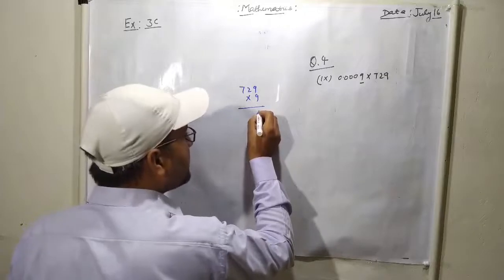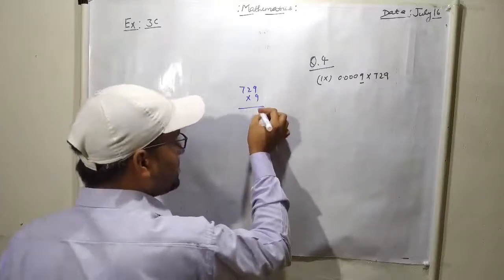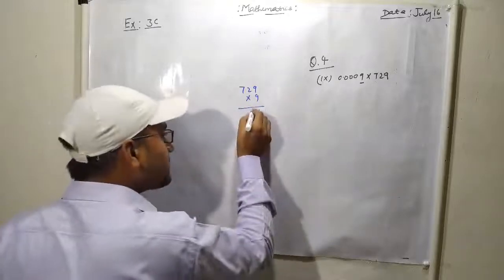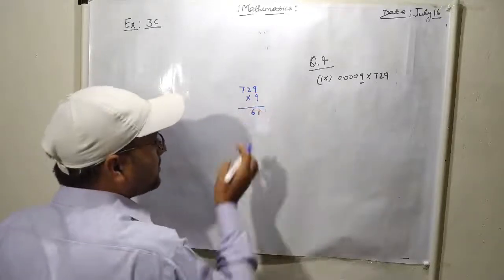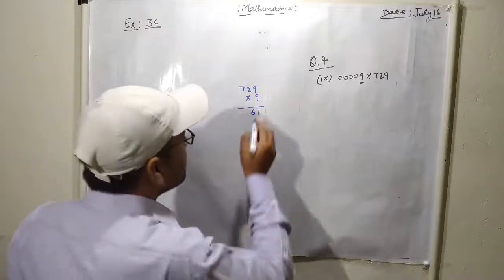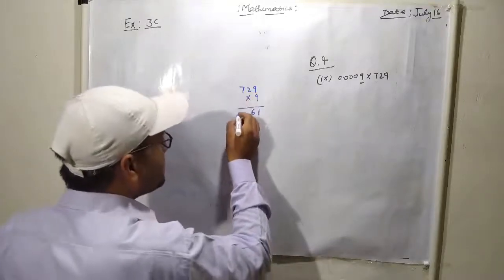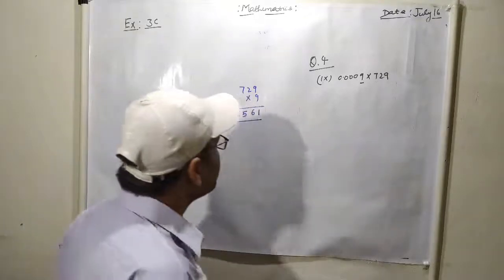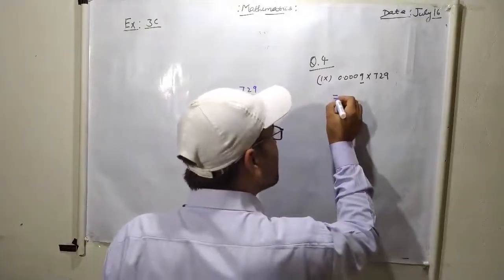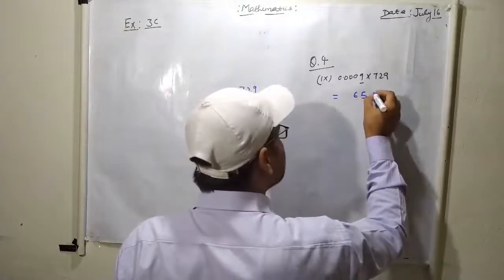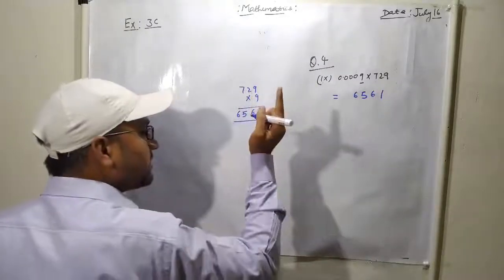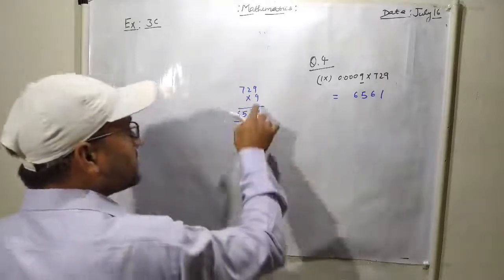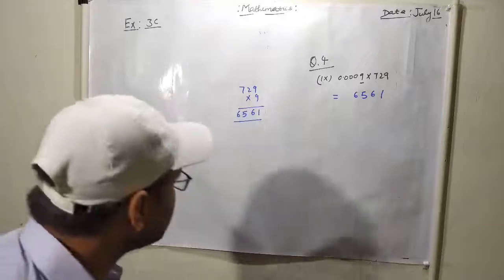9 9s are 81, 1 written, 8 carry. 9 2s are 18 and 8 is 26, 2 carry. 9 7s are 63 plus 2 is 65. So your product is 6561. You will write this product here: 6561.